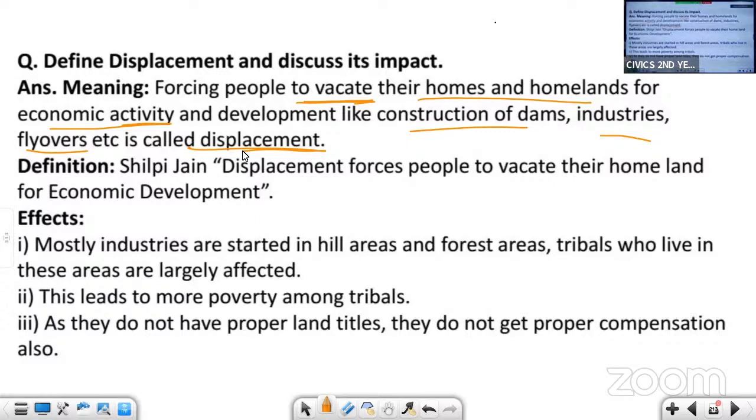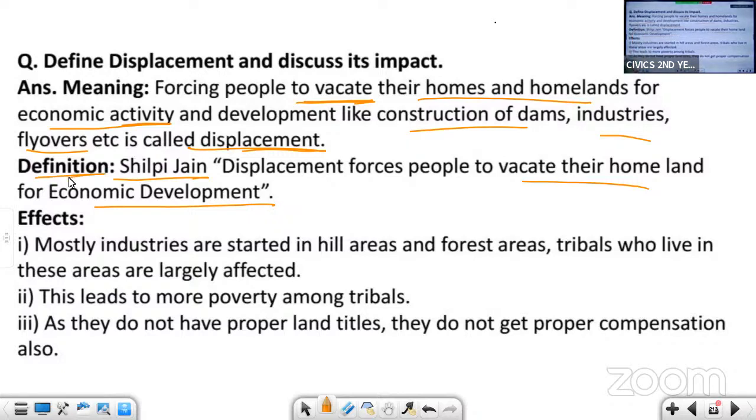If you see the definition given by Shilpi Jain: displacement forces people to vacate their homeland for economic development. Displacement is forcing people to leave. Vacate means leave their homeland for economic development. I hope I'm clear with this definition.